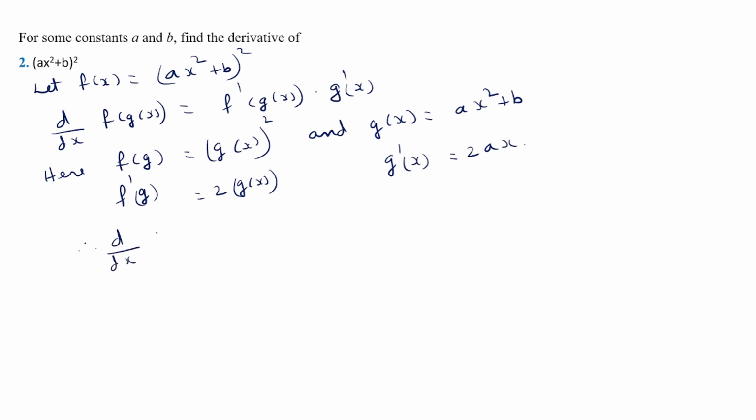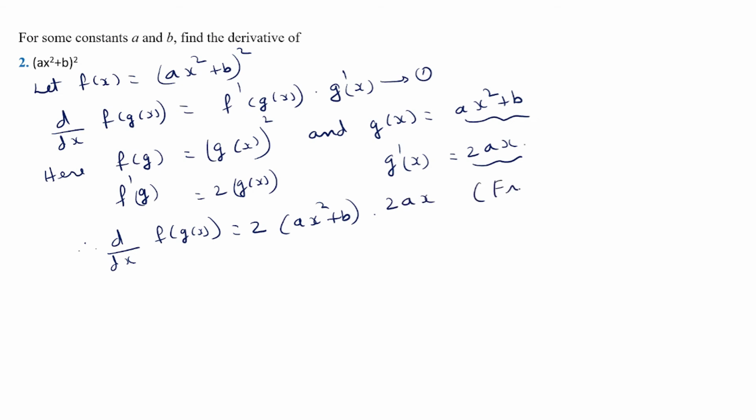Therefore d by dx of f of g of x, let us take this as 1, it is equal to 2 into g of x. So 2 into ax square plus b into g dash of x into 2ax, using chain rule. So this is equal to 4ax into ax square plus b.